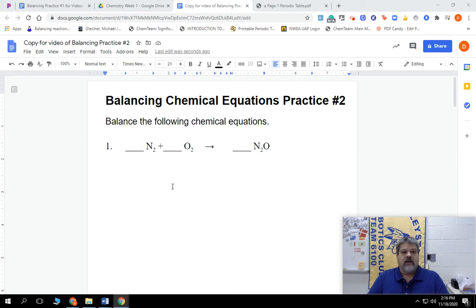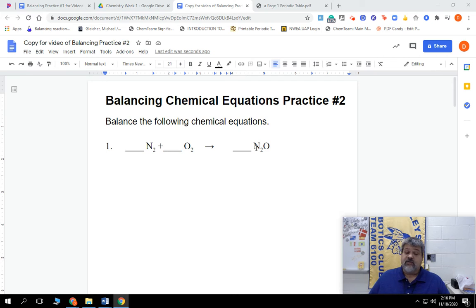Question number 1. So here we go. We already have the unbalanced skeleton equation. So we have nitrogen plus oxygen yields, in this case, dinitrogen monoxide. Okay, you don't know how to name this one yet because that's a type 3, which we didn't go over.